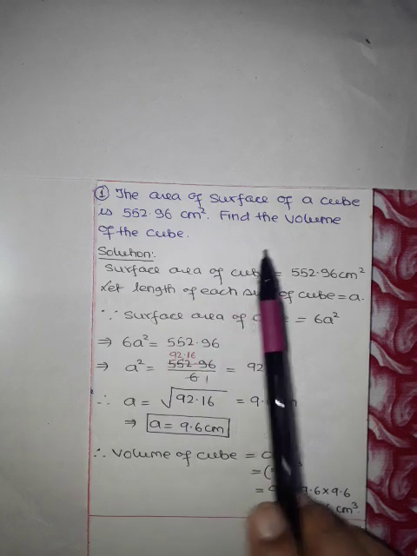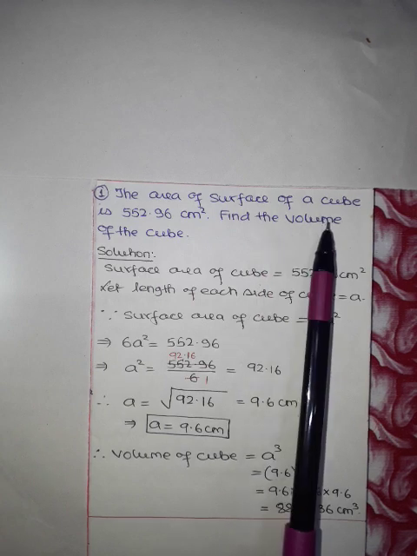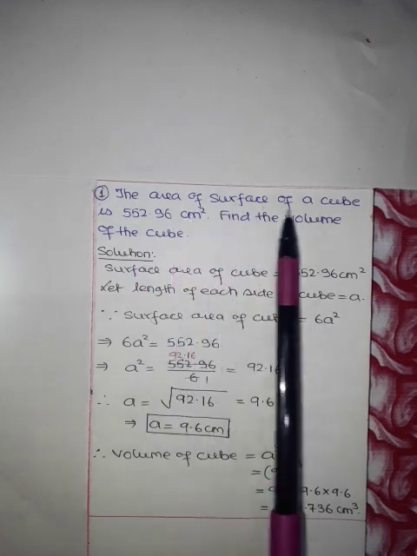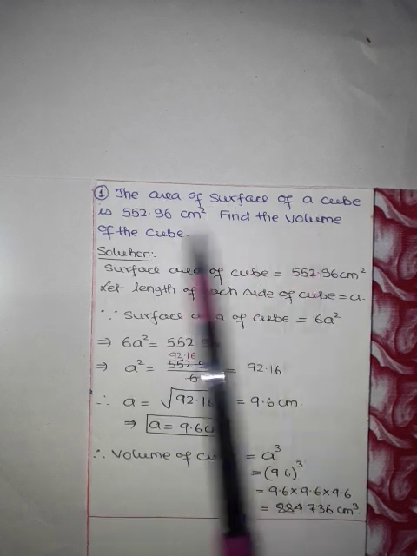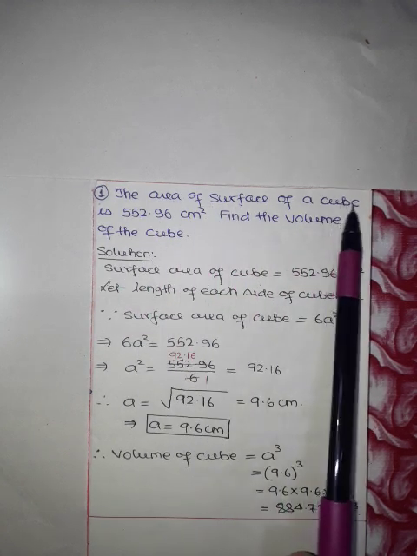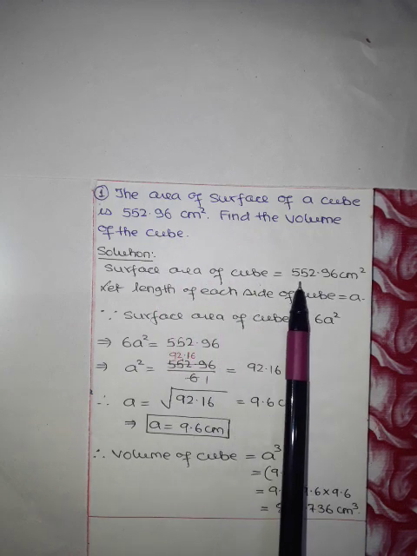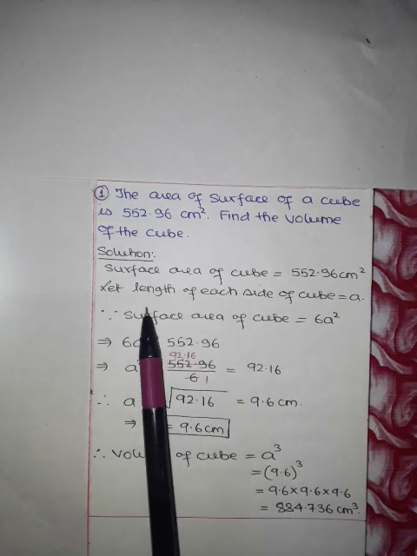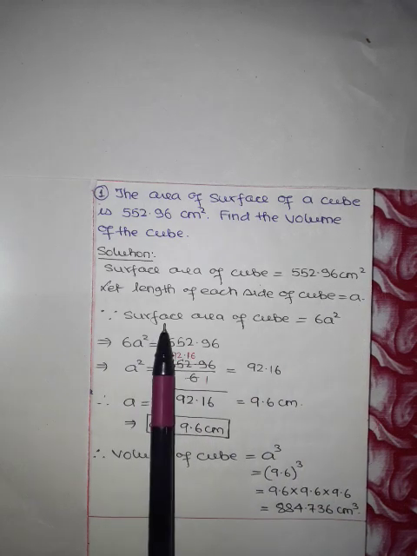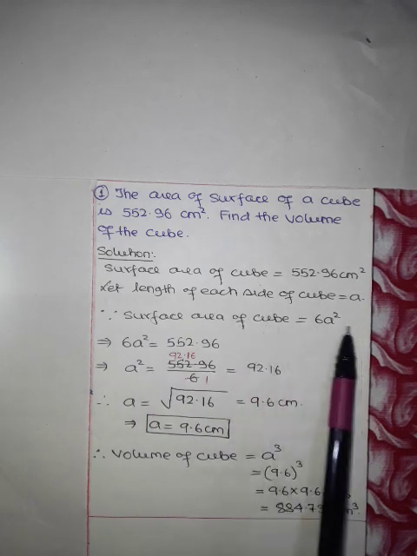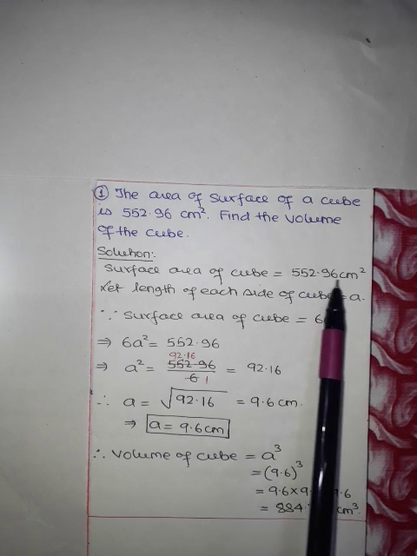Now dear student, you can see question number 1, in which we see what is given and what we have to find. The area of surface of a cube is 552.96 centimeters square. Find the volume of the cube. So the area of surface of a cube means the total surface area of the cube is given. It is 552.96 centimeters square. Let's assume that each side of the cube is equal to a. We know that the formula for the surface area of a cube is 6a square, whose value is already given. It is 552.96 centimeters square.